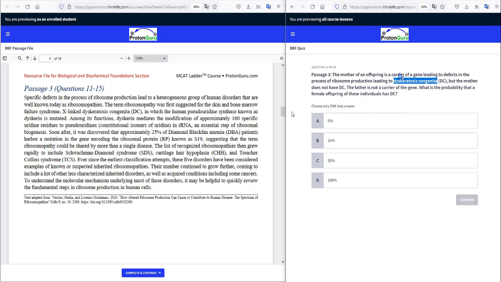All right, so we need some information from the passage about this condition. And here's where they first mention this condition. And one really important thing for us is that this is X-linked. Remember that X-linked is carried on the X chromosome. And they're saying that the mother is a carrier of the gene, but the mother does not have DC. This suggests to us that the mother has one X chromosome that is normal and one that carries the gene for this particular condition.